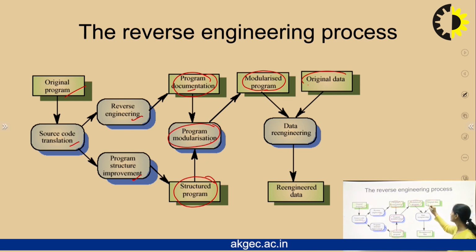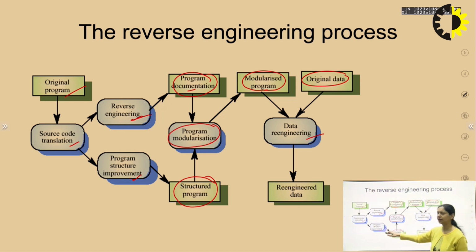We already have the original data. While we move from the original program to the modularized program using the reverse engineering phase, we get into data re-engineering. Everything is re-engineered. Now, for improvement, we want to improve the structure of the program. We move from here to the structured program. This again comes into the modularized program. We already have the original data, which again leads to data re-engineering. So this leads to the re-engineered data or the re-engineered program, which is again given to the user.